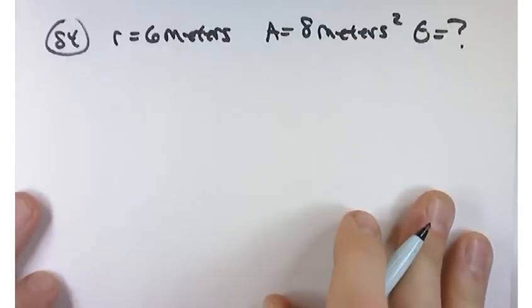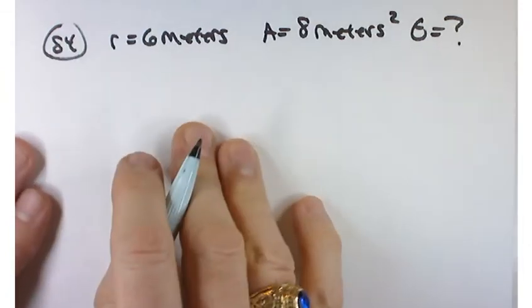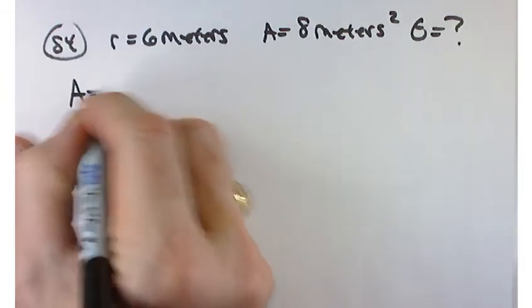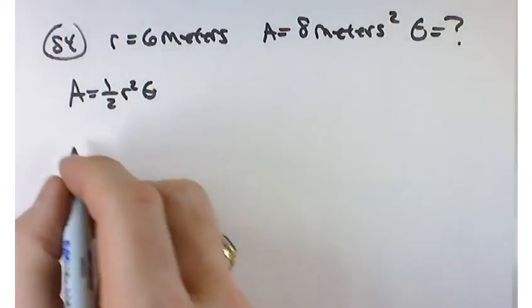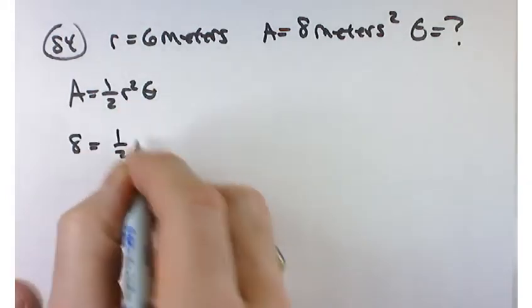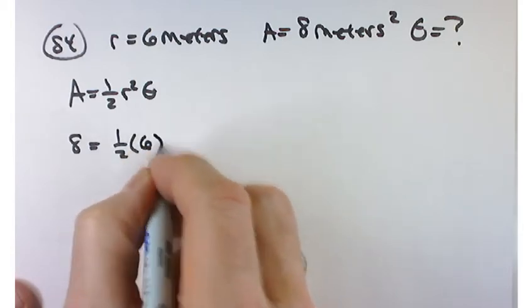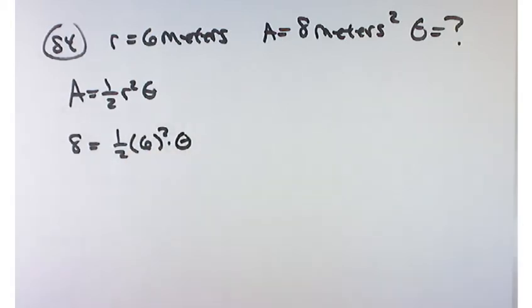That's okay. So let's write down a little formula. Area is 1/2 r squared theta. We know area is 8, so 8 equals 1/2 times 6 squared times theta. Help me solve this. What would you do? Oh, nice. Nice. Yeah, that's really cool.